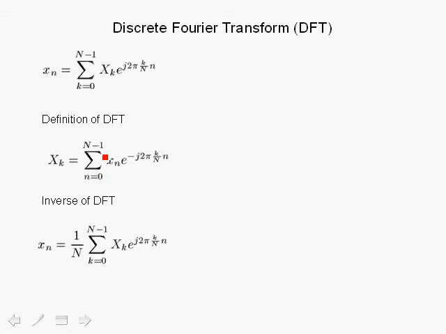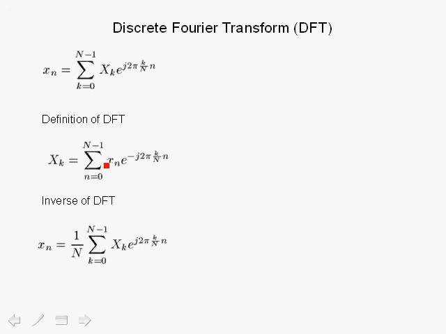You sum over n equals 0 to N minus 1, x of n e to the minus j 2 pi k n over N. So once you sum over n, you are left with only X of k, the index k. This is very similar to the Fourier transform.